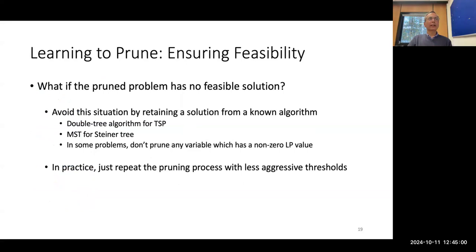Now, there are some engineering details that we need to be a little bit more careful about. For example, if we prune too much, we can prune out all the feasible solutions, and we may end up with something that is infeasible, even though my original problem had a feasible optimal solution. So one way to deal with this issue is we can have solutions returned from some known algorithm, and we can ensure that those solutions are never pruned. But in practice, we found that just repeating the pruning process with less aggressive thresholds is often enough.